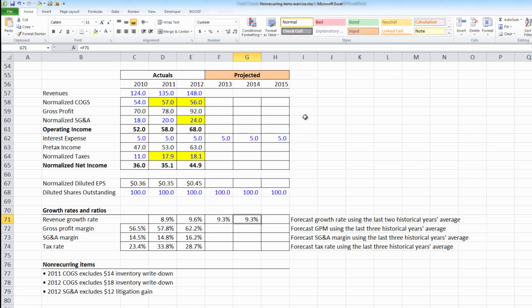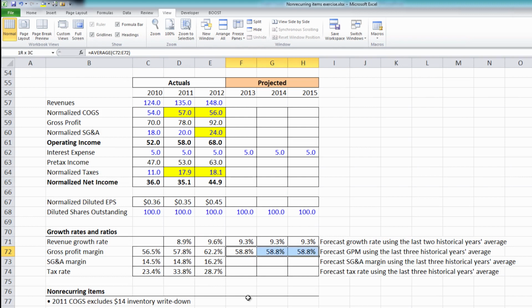Let's keep this simple. Gross profit margin, we're using the last 3 years average. Yeah, keep that. We're going to do the same thing with SG&A and the tax rate. And now what we're ready to do is forecast the new normalized income statement. We're going to do that as follows. Revenues, we're just going to take prior year revenue times 1 plus the revenue growth rate.